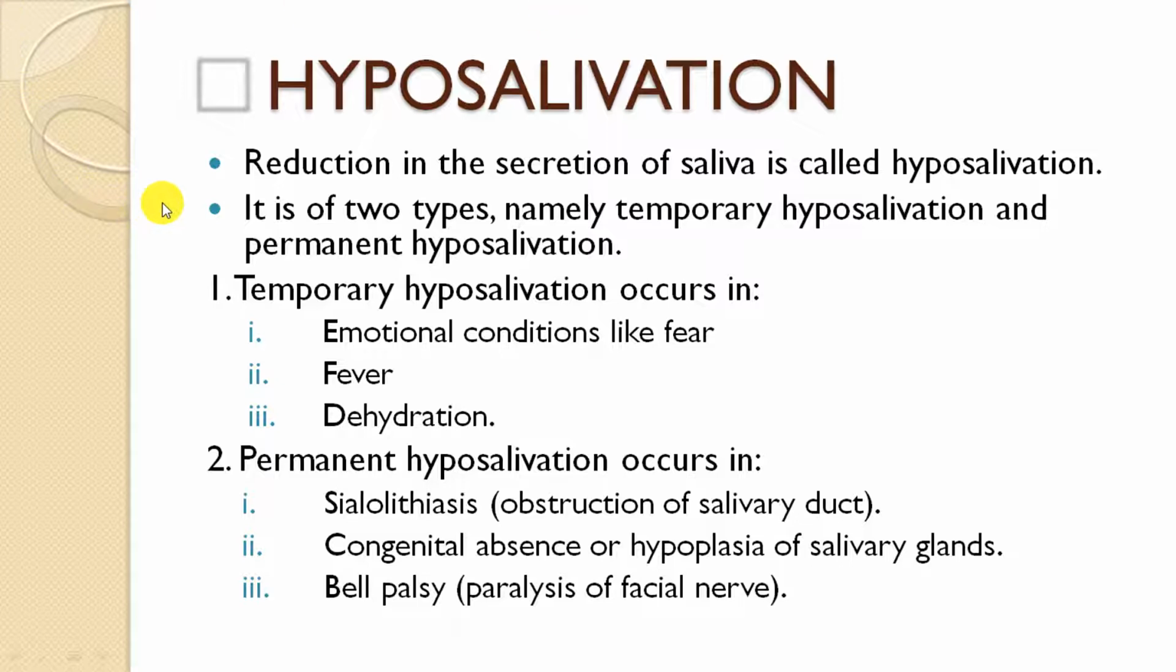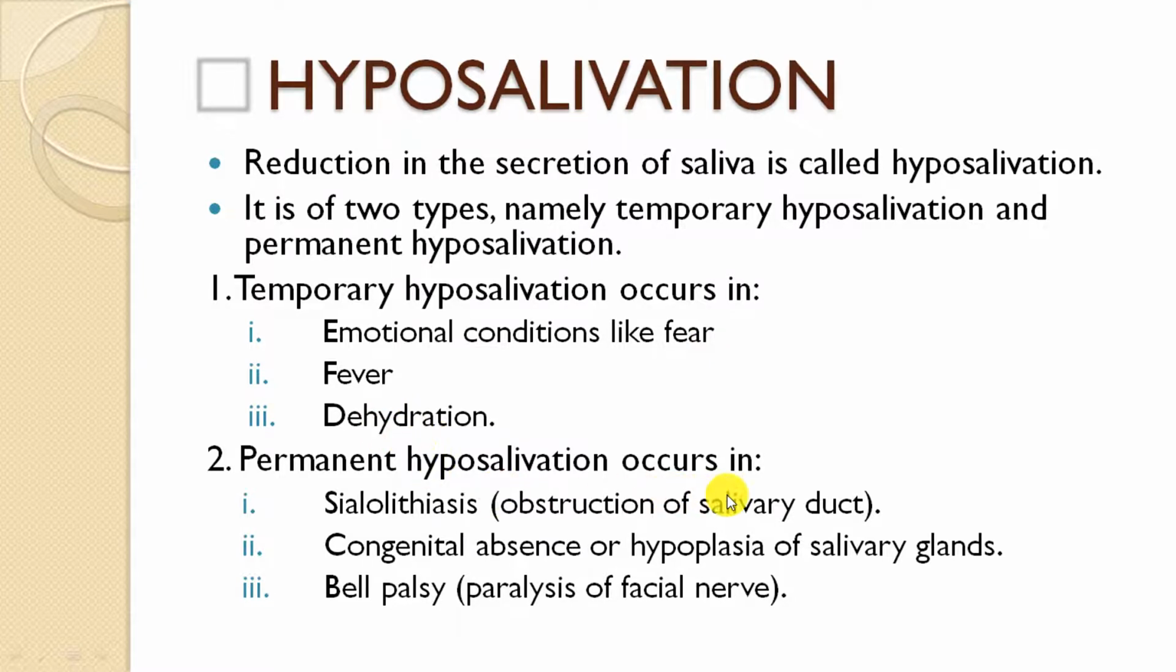So these salivary glands normalize the digestion process, and there are some physiological or pathological variations through which these glands do not work properly. There are two terms, hyposalivation and hypersalivation. Hypo means reduction, a decrease in anything, and hyper means an increase in anything. So a reduction in the secretion of saliva is called hyposalivation. Namely, there is temporary hyposalivation and permanent hyposalivation. Temporary hyposalivation means only for a short period of time, like emotional conditions, stress, depression, fever, or dehydration.